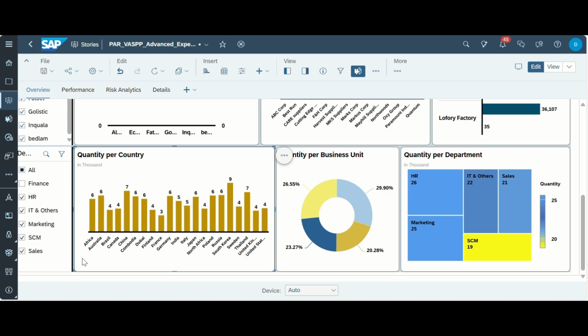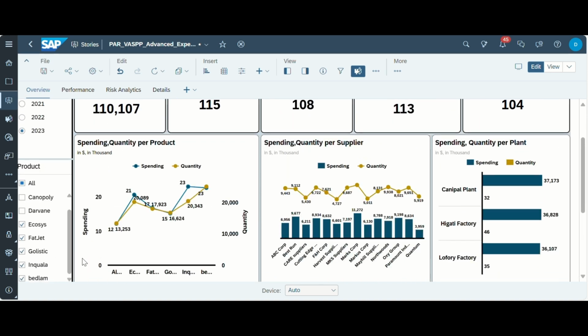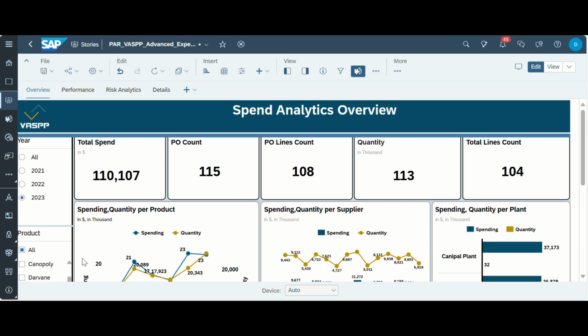By using this spend analytics dashboard, you're not just looking at data, you're unlocking real, actionable value for your business. First, it delivers actionable insights. You can quickly spot where money is being overspent, identify underperforming suppliers, and uncover inefficiencies in your procurement process, so you can act fast and make smarter, cost-saving decisions.